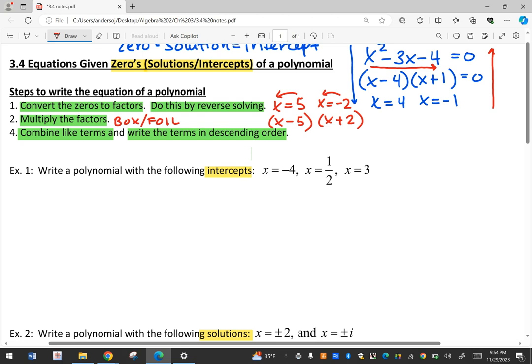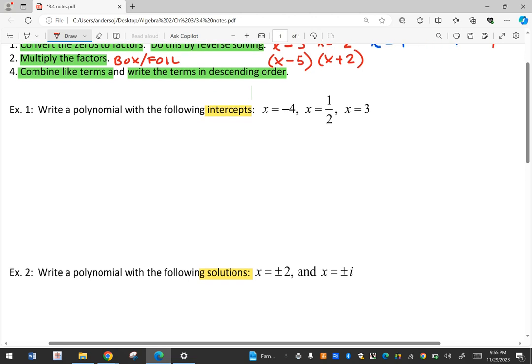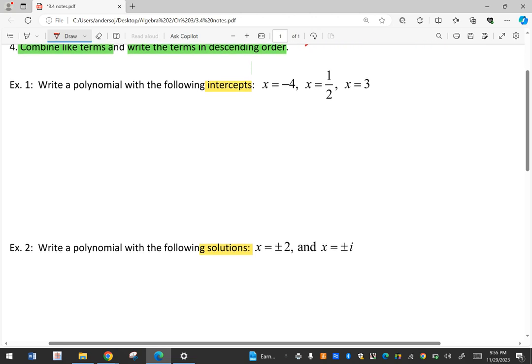Let's take a look at this first example. In this first example, it is giving me the following intercepts. x equals negative 4, x equals 1/2, and x equals positive 3. What I want to go ahead and do is step 1 and reverse the process of those to find the factors. So if I'm starting with x equals negative 4, the parentheses that I would need to create that solution, I would get by reversing that, and I would have x plus 4.